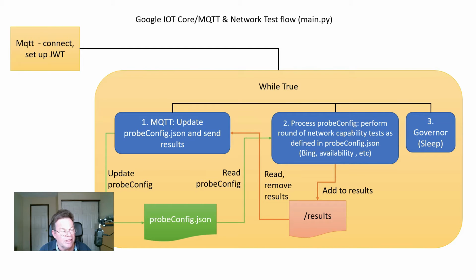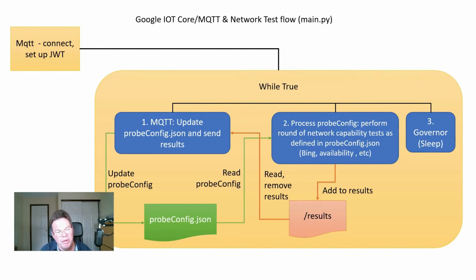After getting the latest probe config, it will send the results from earlier network tests or earlier probe or capability tests that have been performed back to the IoT service, and at that point it'll disconnect the MQTT connection to the Google IoT core.